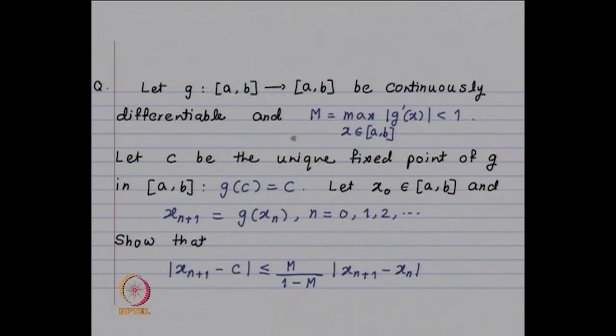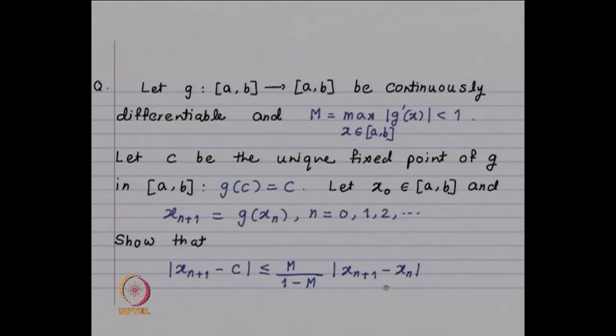So, m is less than 1. Suppose m is equal to half, then m upon 1 minus m is equal to 1. Then if modulus of x n plus 1 minus x n is less than 10 raised to minus 6, that also guarantees that modulus of x n plus 1 minus c will be less than 10 raised to minus 6. This is something one can compute. So, this gives you the stopping criteria, and the proof of this result is not difficult.